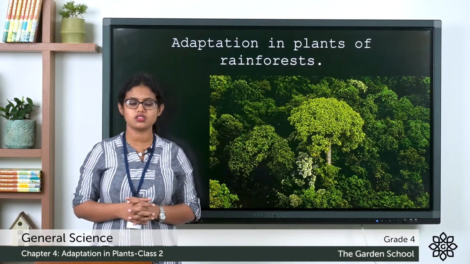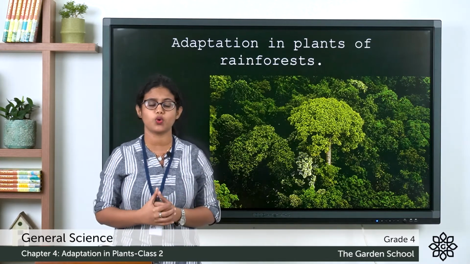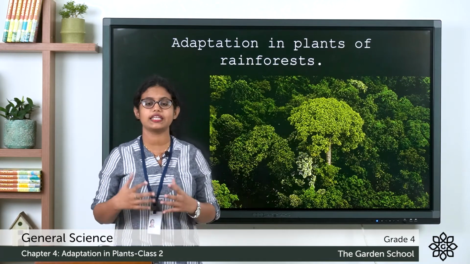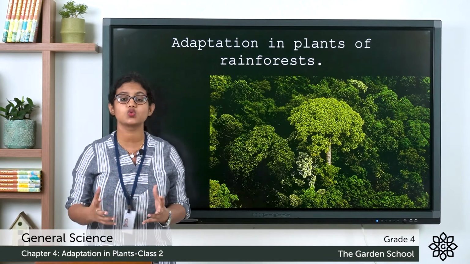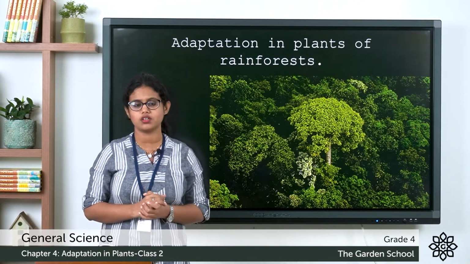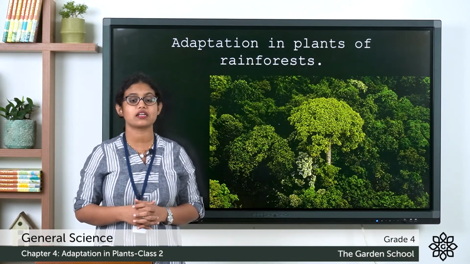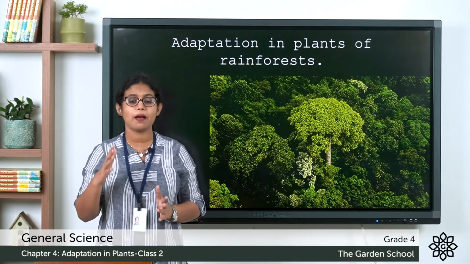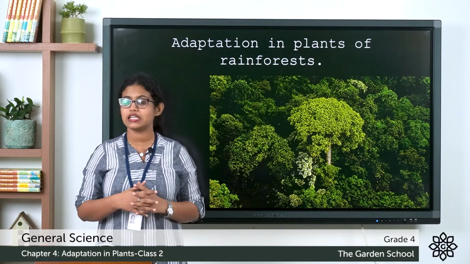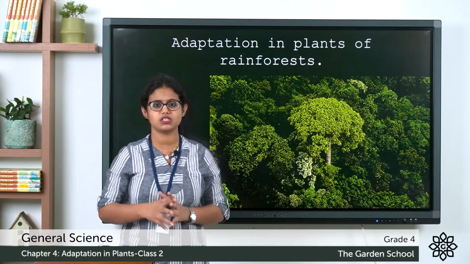So rainforest is found in a region where it gets a good amount of rainwater, a good amount of water throughout the year. That is a rainforest. So let me ask you one thing. Do you know which is the largest rainforest in the world? That is the Amazon basin. Amazon basin is the largest rainforest in the world, and it has the largest varieties of plants and animals.